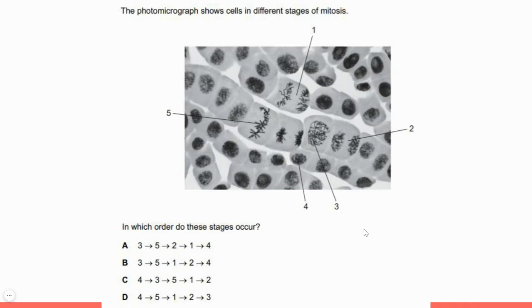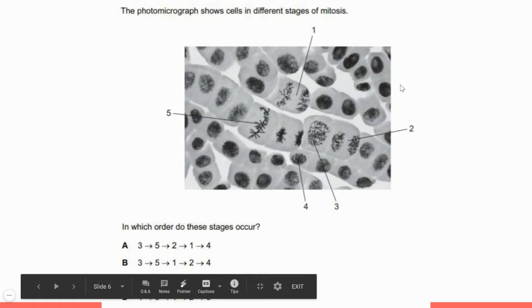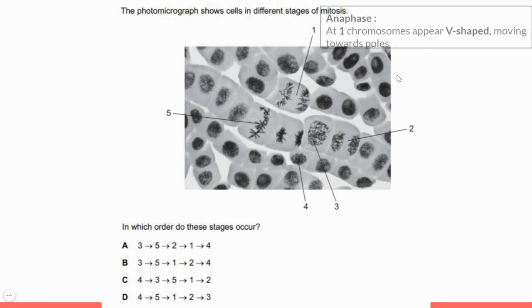Let's move to the third question. Here a photomicrograph is given to you and you have to identify the order of the stages that occur. The first thing that you do in these kinds of questions is identify the stages that are labeled in the diagram, 1, 2, 3, 4 and 5. So when I look at 1, I can identify 1 as anaphase because at 1 the chromosomes appear V-shaped and they're moving towards the pole.